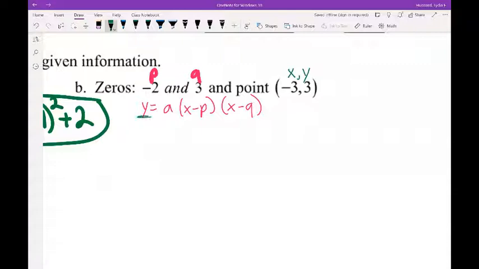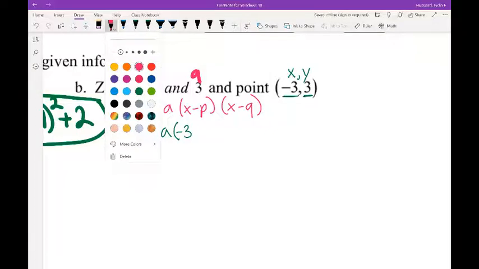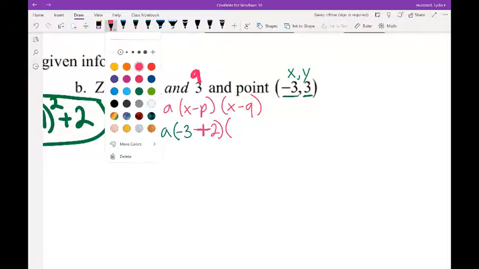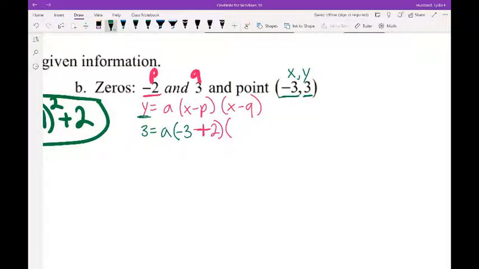So we'll say y, which is 3, equals a, that's what we're trying to find, times (x, which is a negative 3, minus p, which is a negative 2. So that double negative there is going to end up going positive), times (x, which is still negative 3, minus q, which in this case is a positive 3). And so that would be our setup there.